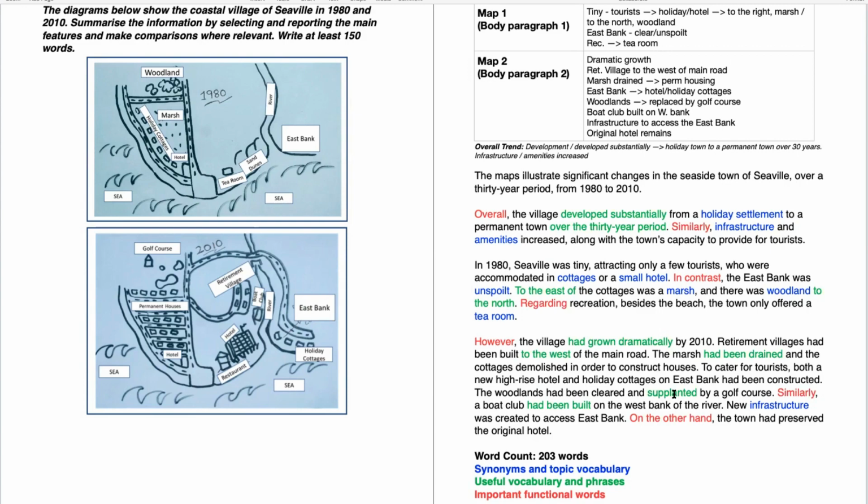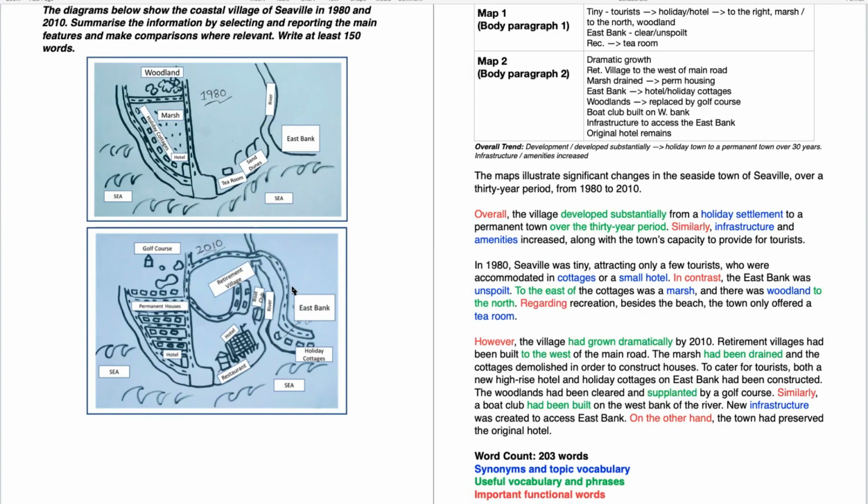Supplanted is an excellent word, basically to say that something was replaced. But again, it's an advanced level vocabulary, very important to include it. And then we see here a boat club had been built. So I've just highlighted some examples of this passive voice, also with the past perfect, quite difficult. So just make sure you are prepared for this because you never know what type of map or what type of date you're going to see in the exam. All right, good job here.